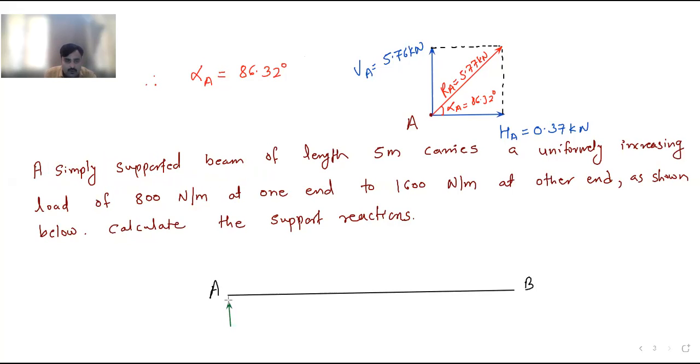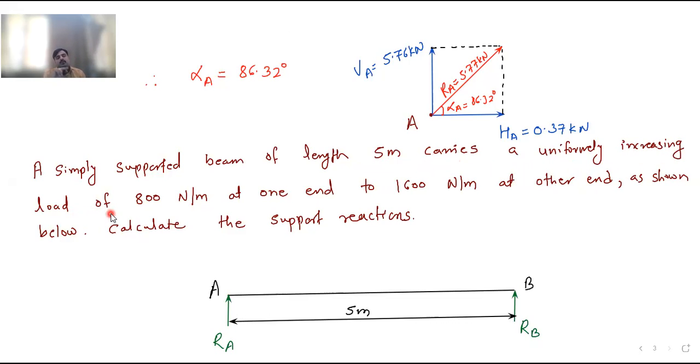So I will draw the support. This is the support at A. This is the support at B. Simple support carries only one reaction which is vertical. So reaction RA and reaction RB. Now if you see the numerical, the length is 5 meter. So this total length is 5 meter.